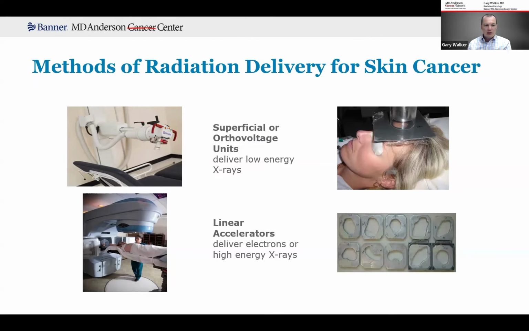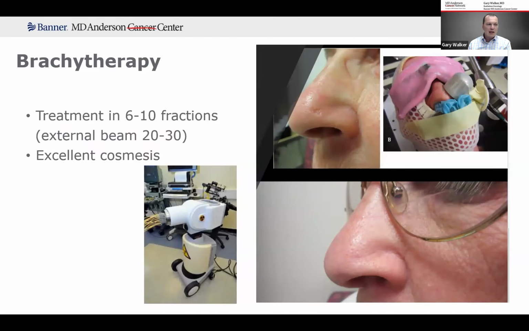The other type of radiation we can do is something called brachytherapy. Brachy is Greek for near, so near therapy. This is a type of radiation where we're actually putting a radioactive source near the patient. This is commonly used for various cancers, including GYN cancers, gynecologic cancers, but it also can be used for skin cancer. So we can deliver a curative dose of radiation therapy for very superficial lesions in as little as 6 to 10 treatments, whereas our external beam treatments typically are longer. There's typically 20 to 30 daily treatments.